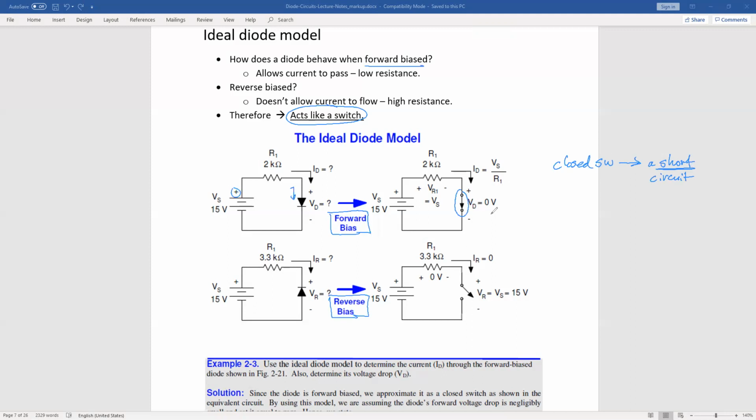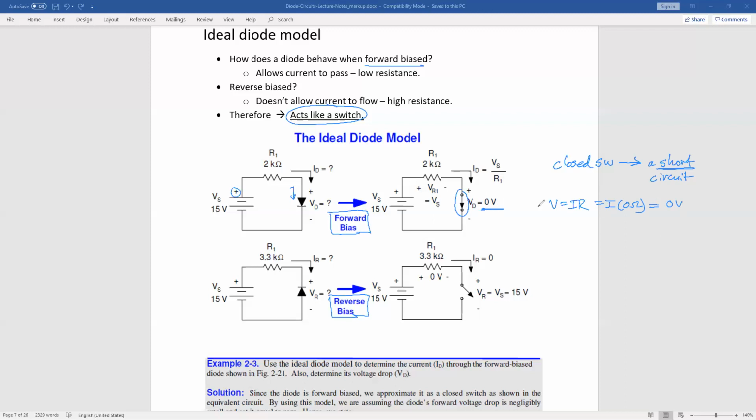And across a short, that's just a wire. So there's no resistance and there's no voltage drop. No resistance, if we remember E equals IR, Ohm's law, if we have an ideal wire that has 0 ohms of resistance, it doesn't matter what that current is, we're multiplying it by 0 ohms. So our voltage is going to be 0. We have 0 volts across a short circuit, across a piece of wire, across a closed switch. So since we're modeling our diode as a closed switch, we're going to have 0 volts across it.